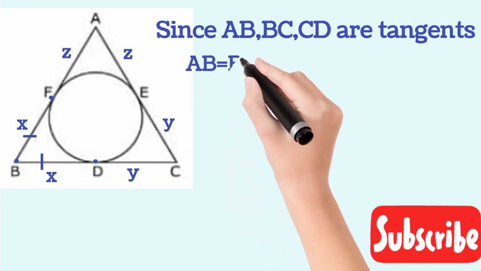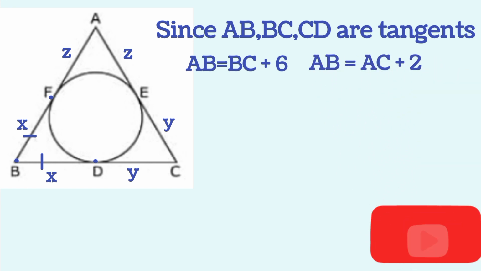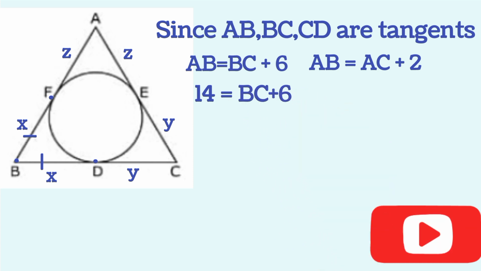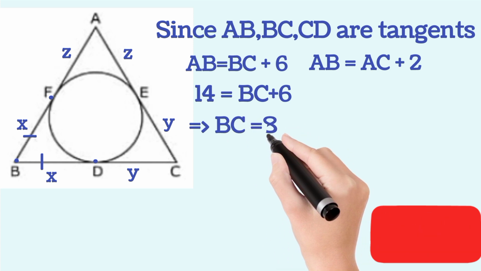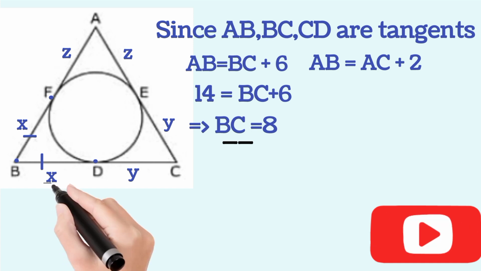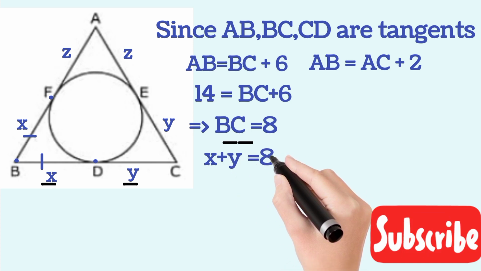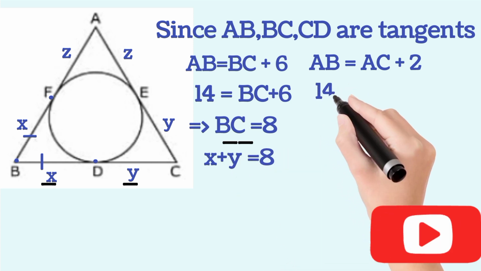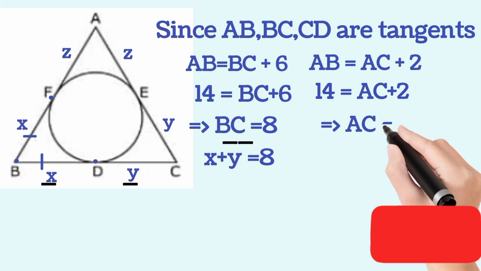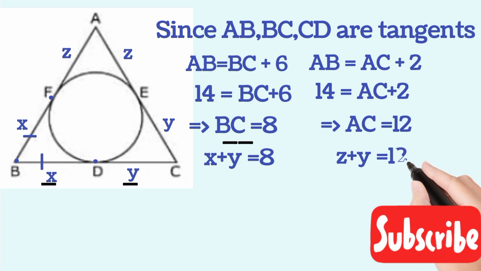Now, it is also given AB is equal to BC plus 6 and AB is equal to AC plus 2. So 14 is equal to BC plus 6, or BC is equal to 8. Now BC is BD plus DC, that is X plus Y is equal to 8. Similarly, 14 is equal to AC plus 2. This implies AC is equal to 12, and AC is Z plus Y is equal to 12.